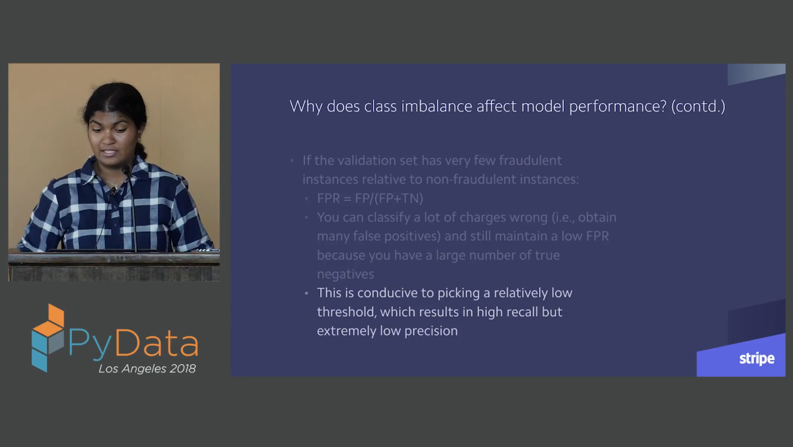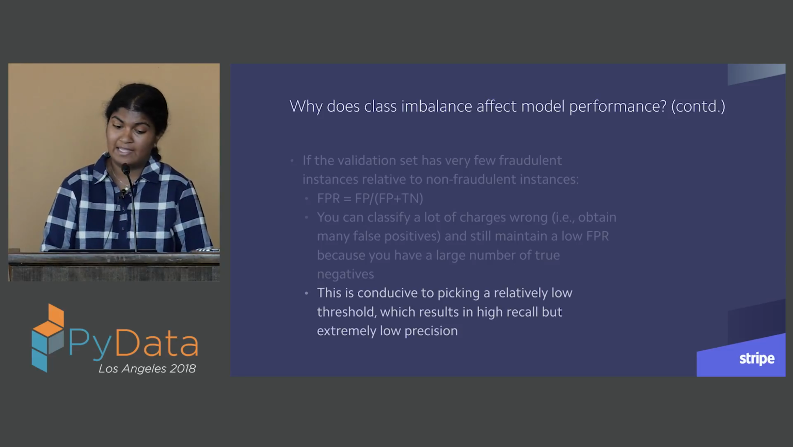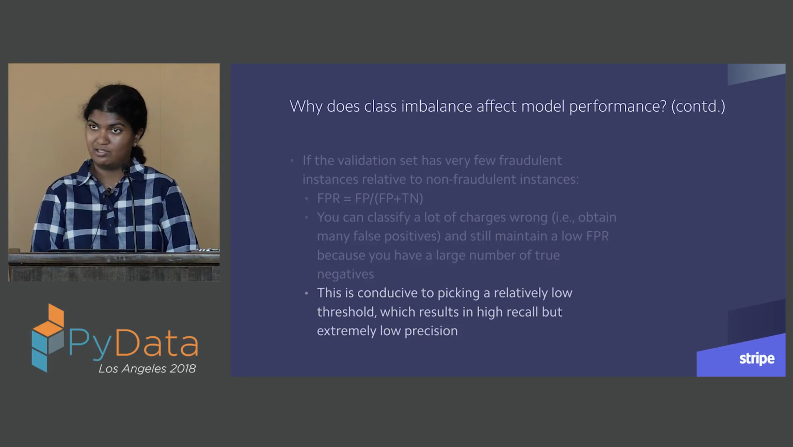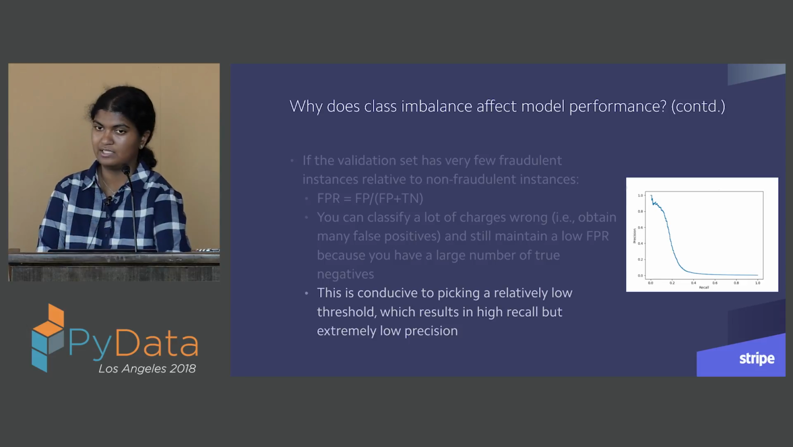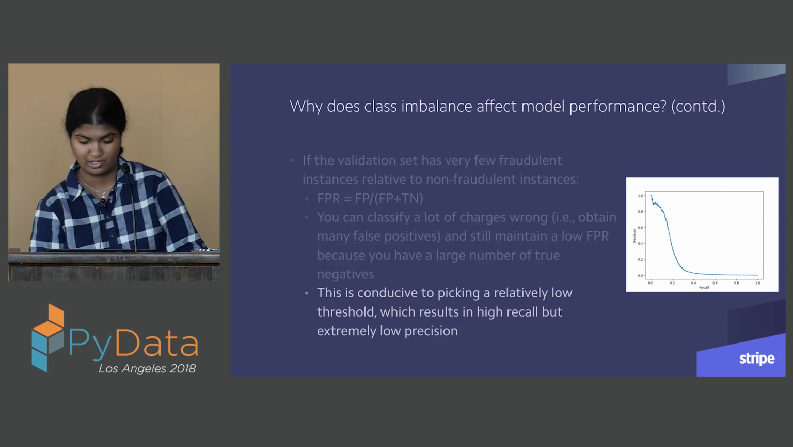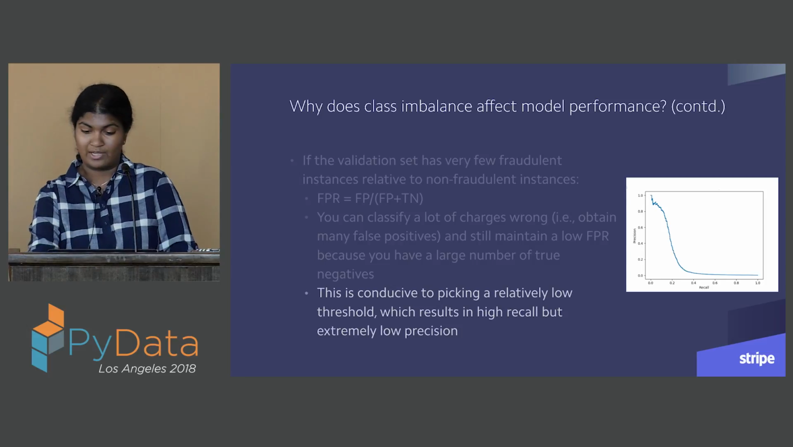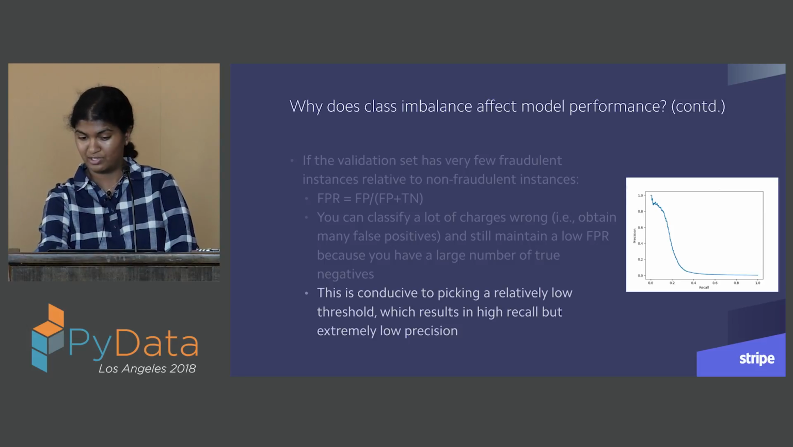And what this ends up resulting in is you pick a very low threshold on a 0 to 100 scale. And this results in very high recall, but very low precision. You can sort of see what's happening in this precision recall curve, which is the same one that was cut off a little while ago, where very quickly, recall is doing well, but precision has just fallen off a cliff.